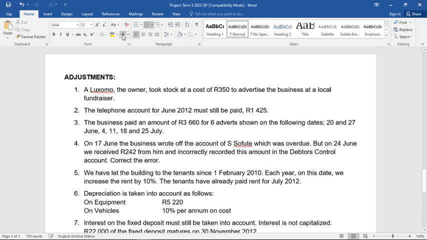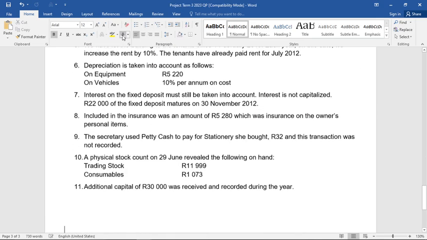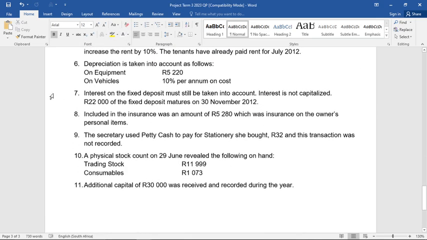Moving on to the next adjustment, number 7. Interest on the fixed deposit must still be taken into account. Interest is not capitalized. 22,000 of the fixed deposit also matures on the 30th of November 2012. Be careful, this date falls within the next financial year. We'll talk about the 22,000 shortly. So interest on fixed deposit must still be taken into account.